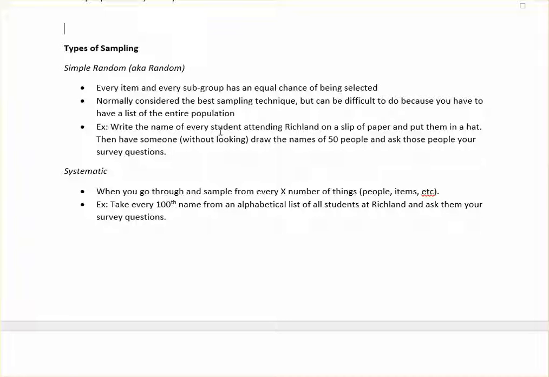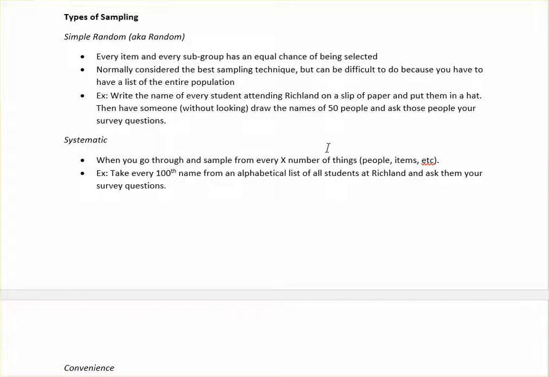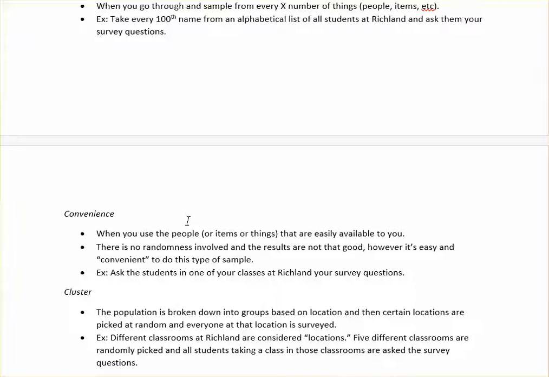So we could write the name of every student attending Richland on a slip of paper, put them in a hat, then have someone, without looking, draw the names of 50 people and ask those people your survey question. So there is a random sample. Another example is systematic. So when you go through and sample from every X number of things, that could be people, items, whatever. So in this case, we would have our list of every Richland student, and we would take every 100th name from an alphabetical list of all students at Richland and ask them our survey questions.